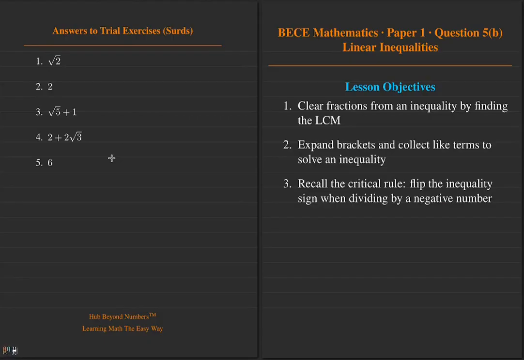In this lesson, we are looking at question 5b of the BECE 2026 Mathematics. And by the end of this lesson, you should be able to clear fractions from an inequality by finding the LCM. You should be able to expand brackets and collect like terms to solve inequalities. And then finally, you should be able to recall the critical rule, which is anytime you are dividing by a negative, you should flip the inequality sign.